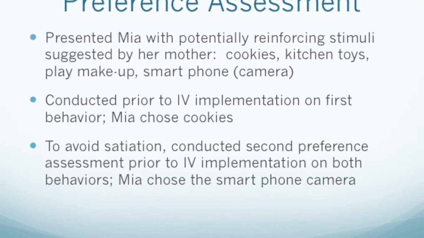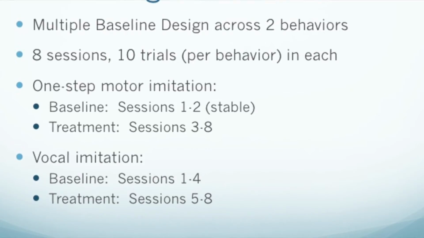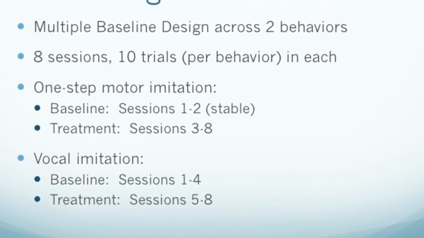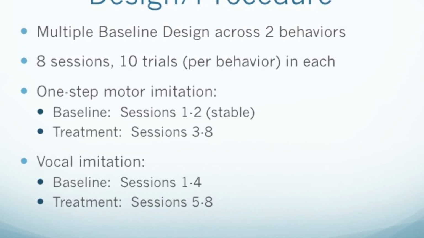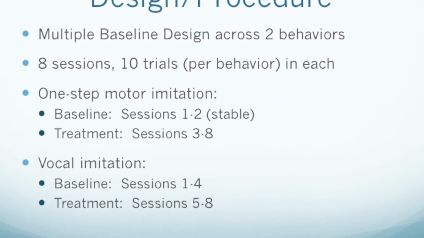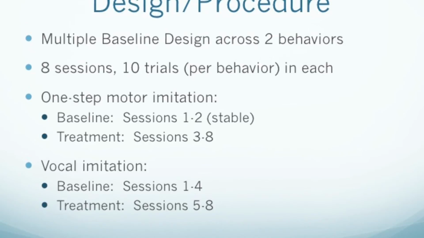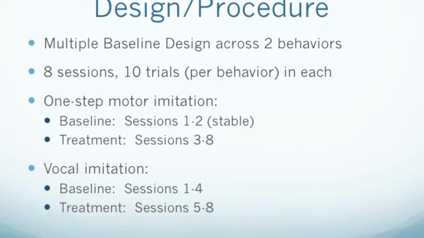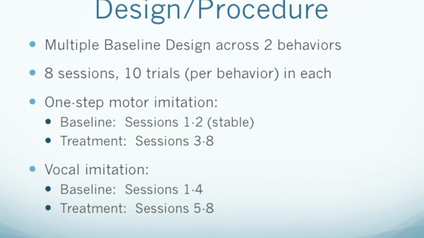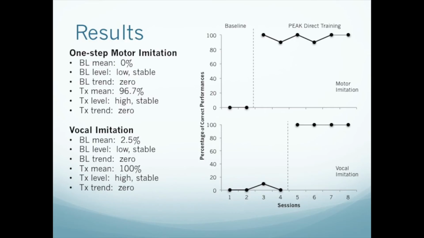So we used a multiple baseline design across 2 behaviors, and that was a total of 8 sessions, 10 trials in each session. For the one-step motor imitation, the baseline phase lasted 2 sessions until it was stable, and the treatment phase was the remaining 6 sessions. And for vocal imitation, the baseline lasted longer, for 4 sessions, and the treatment phase was the remaining 4 sessions. And here we can see the results displayed on 2 line graphs.